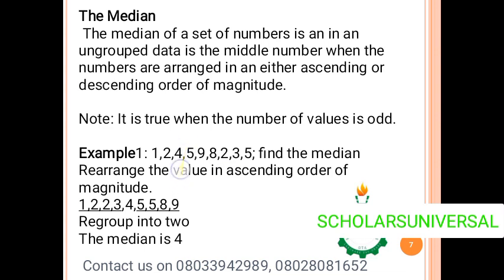Then 4, 4 is here. This is your 4. Then 5, and we have 5. I think 5 occurred twice, so this is another 5. Then you write 8 and 9. So after then, you have grouped it.